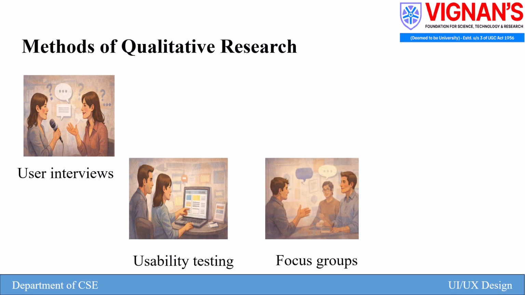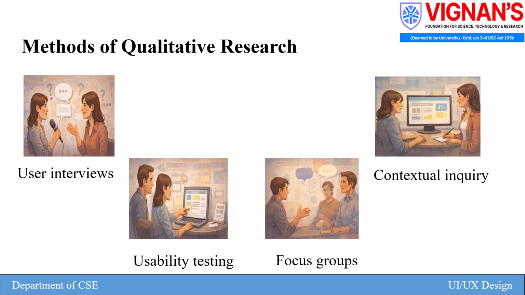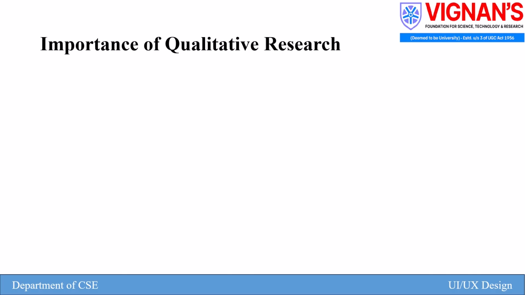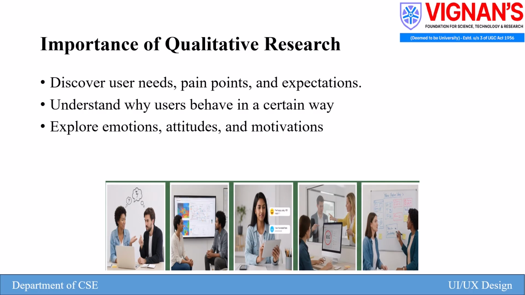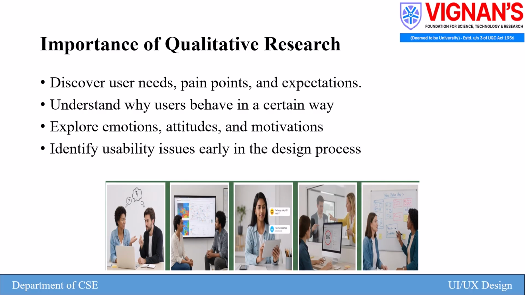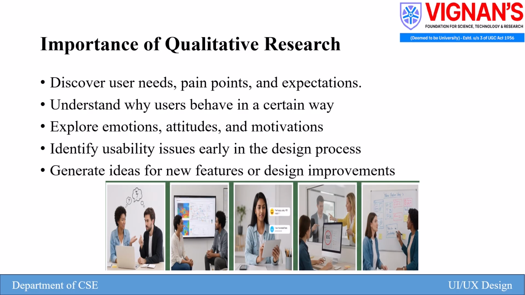Focus groups, group discussions with users to gather opinions and feedback. Contextual inquiry, studying users in their real environment while they use a product. Importance and purpose of qualitative research. Discover user needs, pain points, and expectations. Understand why users behave in a certain way. Explore emotions, attitudes, and motivations. Identify usability issues early in the design process. Generate ideas for new features or design improvements.